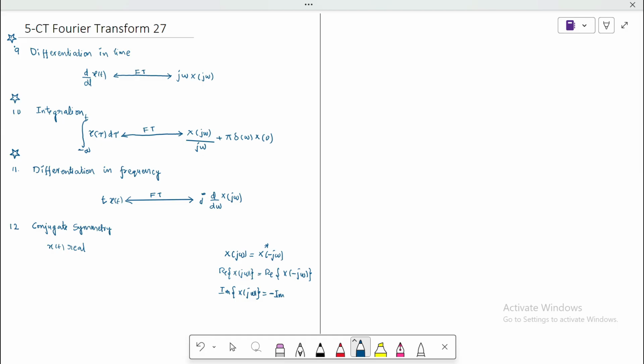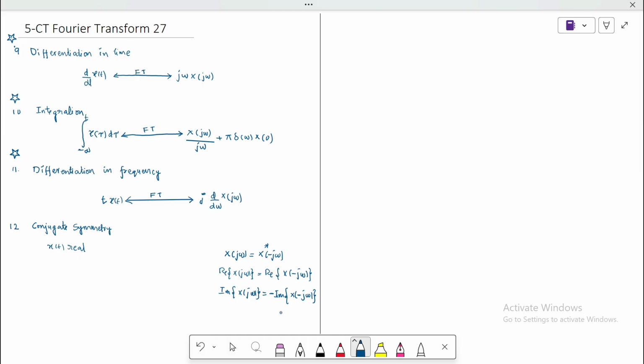Why? Because x of minus j omega can be written as a real part minus j into an imaginary part: a real function and minus j into an imaginary function. So that's why here we get a minus imaginary part of x of minus j omega. So that is about the real part and imaginary part.